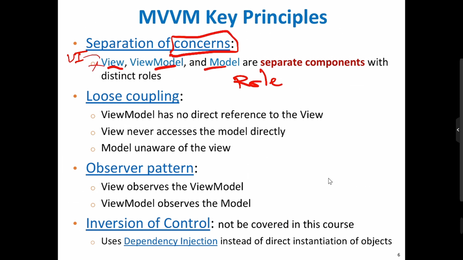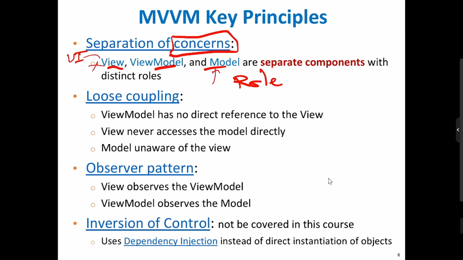The role of the view is to provide a UI. The view should never try to go to the database and read data directly. Who should take care of this? The model. Even the view model should not read data directly. It should call the model, and the model is the one that should do the reading and writing from a data source. So separation of concerns simply means every component should focus on its role and not go beyond it. That's the first principle.